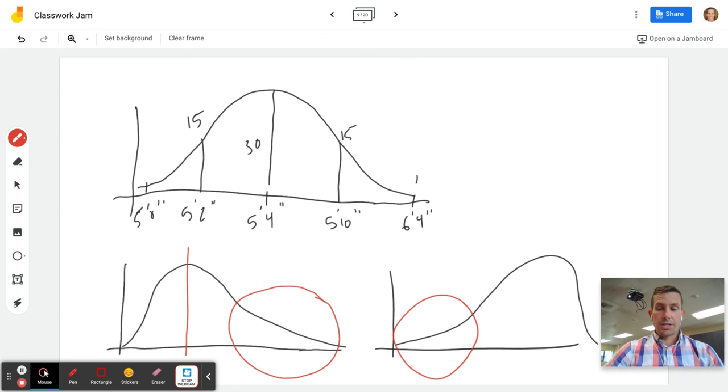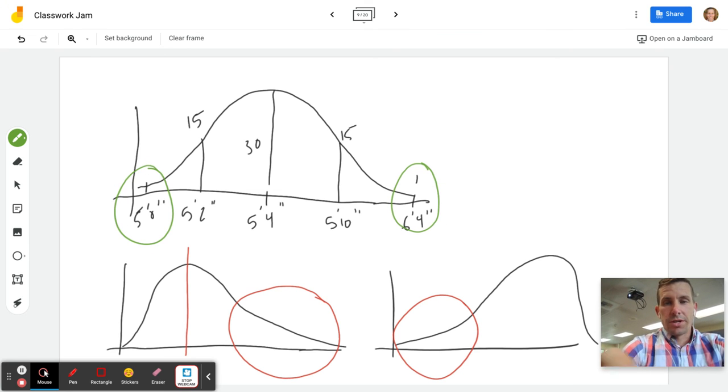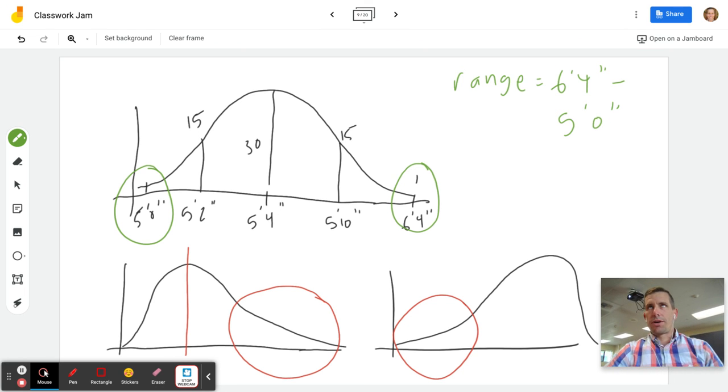The last thing we need to talk about is the range. The range of a distribution is taking the maximum value and subtracting the minimum value. So in this case, the range would be 6'4" minus 5 feet. There's 16 inches between 6'4" and 5 feet. So the range of this would be 14 inches.